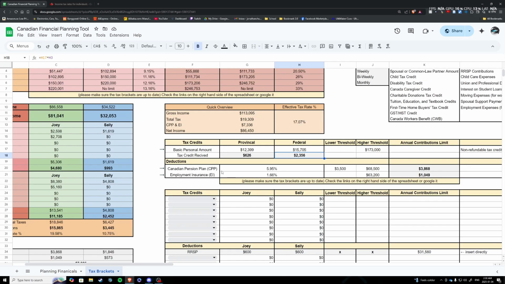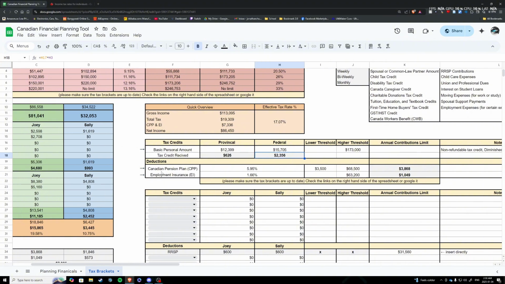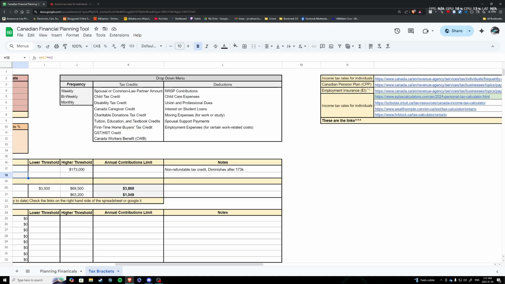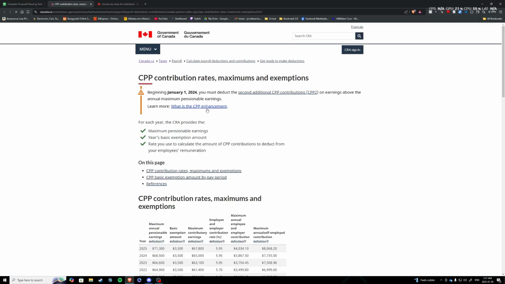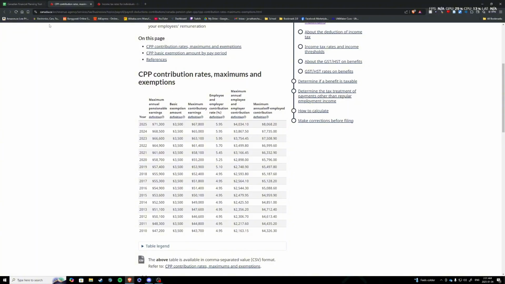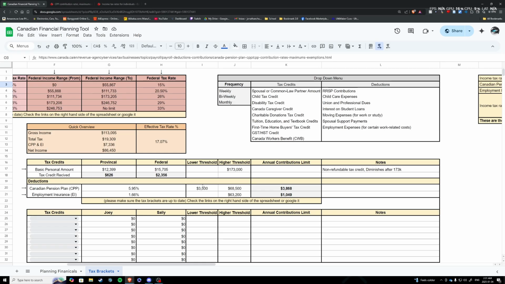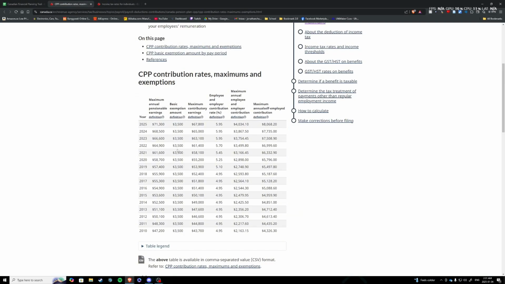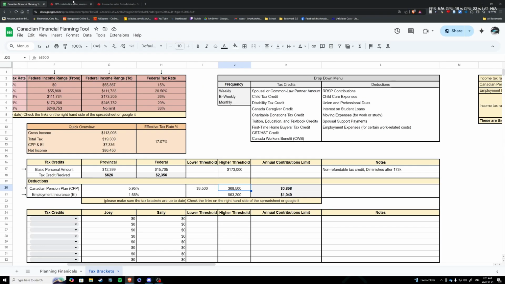And then to calculate your Canadian pension plan and your employment insurance, we'll have to go to those links over here. So I'll just open up the CPP. So this is for 2024 still. Sorry about that. Canadian pension plan. Let's just go in order, I guess. So this value here, you can find this value right here. So that's your maximum annual pensionable earnings. Take this value, put it here.